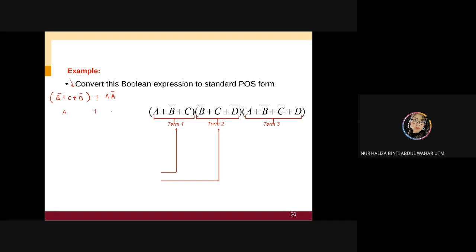From here, I relate to my rule number 12: A plus B dot C. This will be my A, this will be adding, this will be my B, and this will be my C. My answer, following rule number 12, I'm going to get A plus B, A plus C, which looks like POS. So I get the answer A plus B bar plus C plus D.